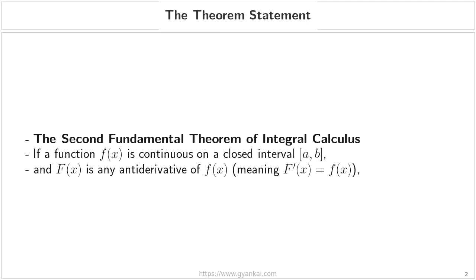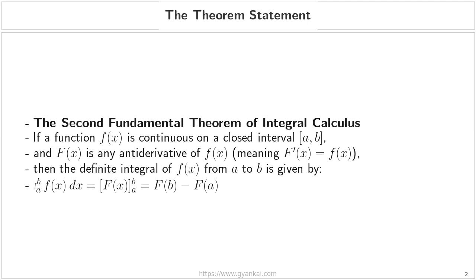It says, if a function f of x is continuous on a closed interval from a to b, and it's important that the function is continuous, we'll touch on that later when we discuss common mistakes, and F of x is any antiderivative of f of x. Now remember, an antiderivative means that if you take the derivative of F of x, you get back to the original function f of x. We write this as F prime of x equals f of x. Then the definite integral of f of x from a to b is given by, and here's the key part, F of x evaluated from a to b, which is equal to F of b minus F of a.